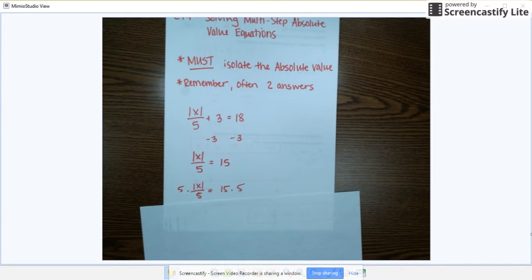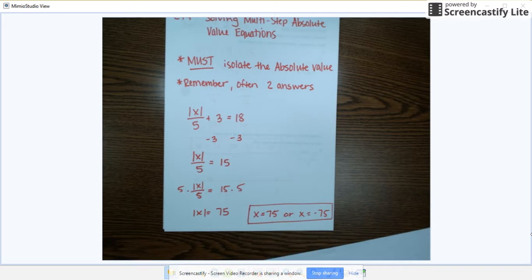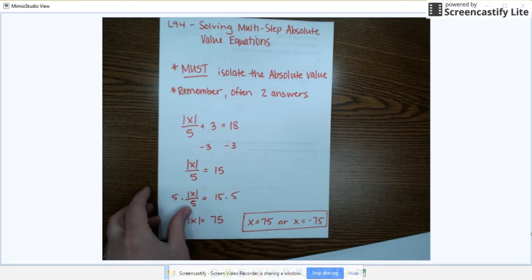So we're going to multiply by 5 on both sides. That gives us the absolute value of x equaling 75. Then we can write our two equations. We have x equals 75 or x equals negative 75.